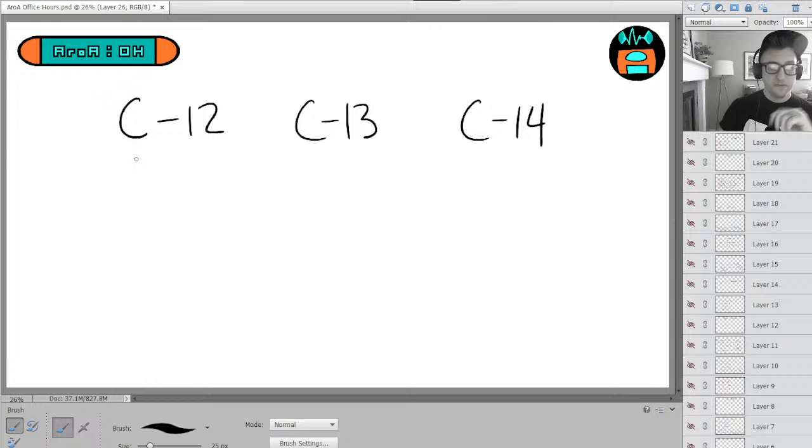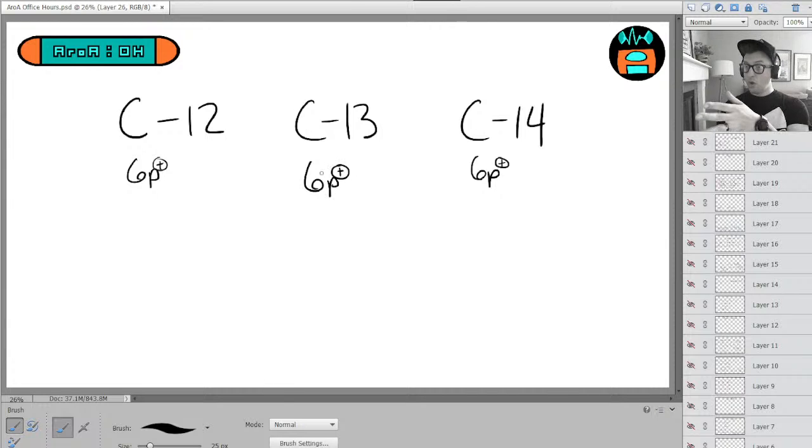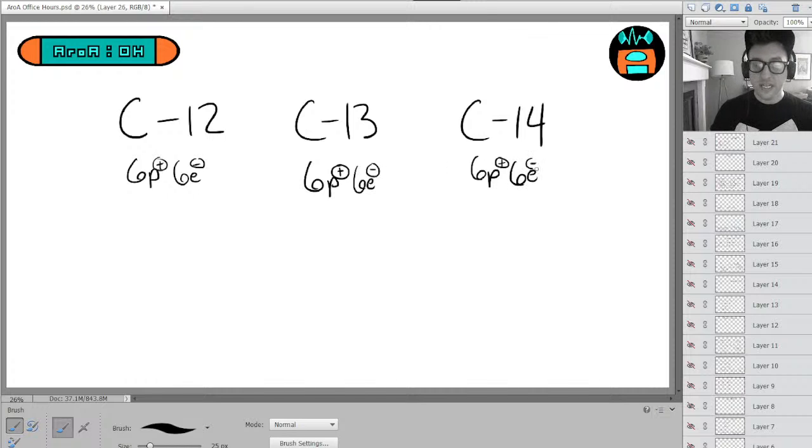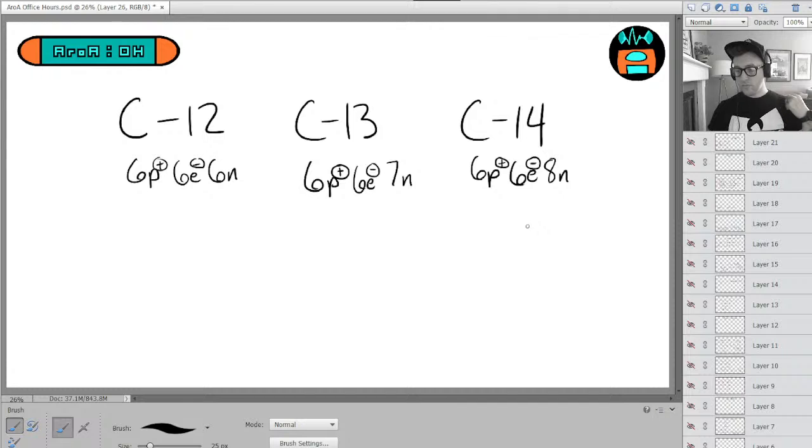Now, if I were to ask you how many protons are in carbon 12, you look it up on the periodic table, and you see it has an atomic number of 6, so that means carbon 12 has 6 protons. If I asked you how many protons are in carbon-14, it's going to be exactly the same. Same with carbon-13, because these isotopes all belong to the same element. They all have the same proton count. We're talking neutral elements, so they're going to have the same electron count as well. So the only difference here is going to be in the neutron count. Carbon-12 has 6 neutrons, carbon-13 has 7, and carbon-14 has 8 neutrons.